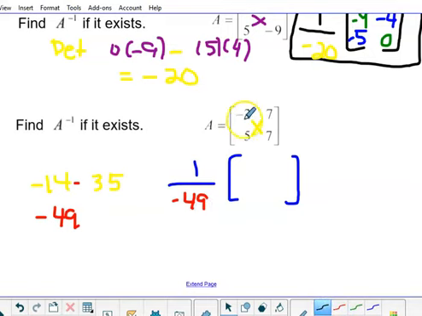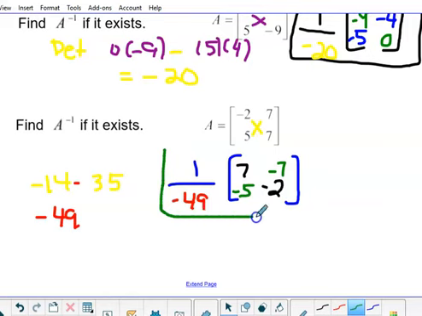And now a little rearranging. Switch places there. This is 7. This is a negative 2. These two just become the opposite. Instead of positive 7, it's a negative 7. Instead of positive 5, negative 5. And that is the inverse.